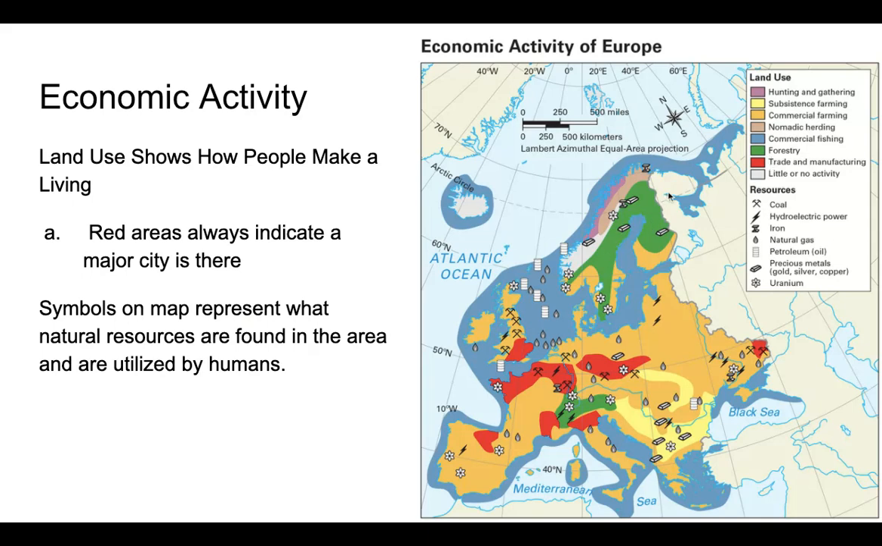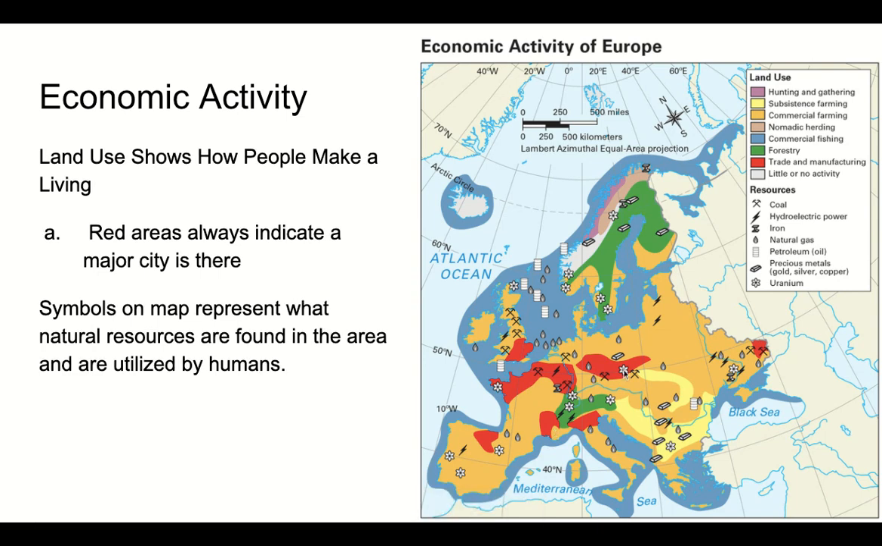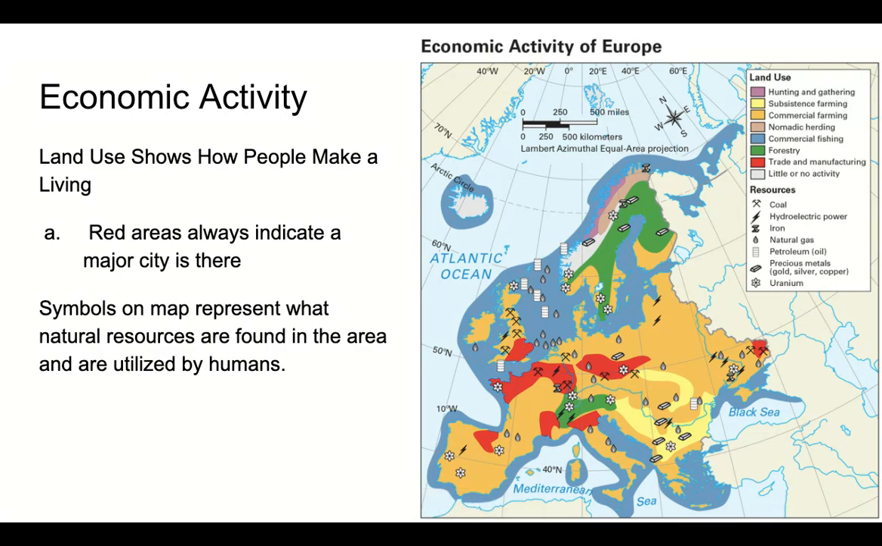Forestry refers to cutting down trees. Trade and manufacturing in red, as I mentioned here. Red areas always indicate that there's a major city in that area. When you see red, the trade is factories and all these companies there. You tend to have a lot of people living in those areas, because you're going to have a concentration of people. And then, of course, the resources: the symbols in the map represent what natural resources are found there and how people are utilizing them.